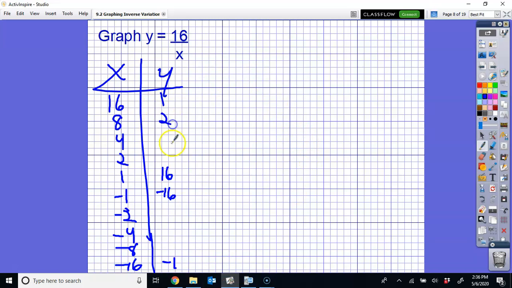16 divided by 8 is 2. 16 divided by 2 is 8. And then the negative versions of those. 16 divided by 4 is 4. 16 divided by -4 is -4. So you get those right there. And that one, by the way, is another little special point.